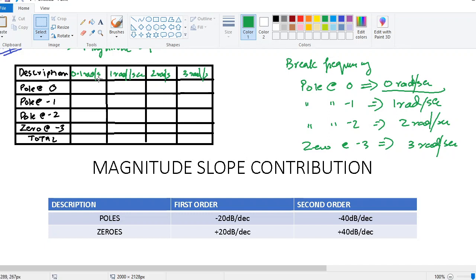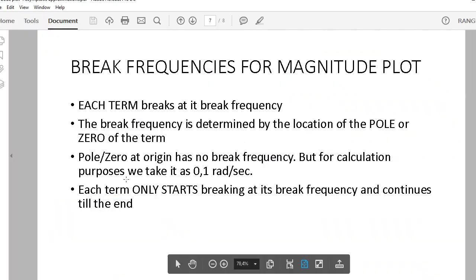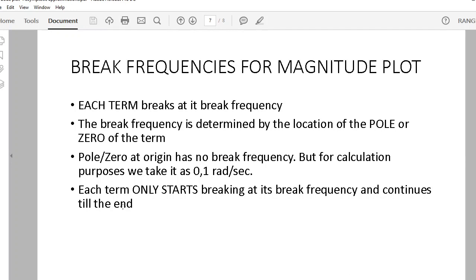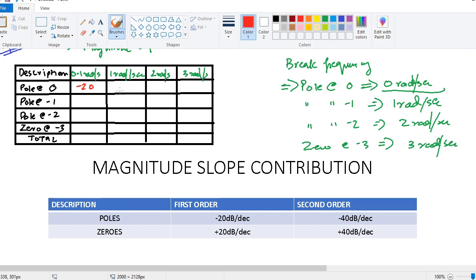So the pole at 0, we know that it will start breaking at 0.1 radians per second because that is what is assigned to it, right? Now, what will be the slope contribution? It will be minus 20 decibels per decade because it's a pole term, right? So we're going to put it as minus 20, and it's going to continue. Remember what this said: each term only starts breaking at its break frequency and continues till the end. So it will be minus 20, minus 20, minus 20, all the way towards the end.